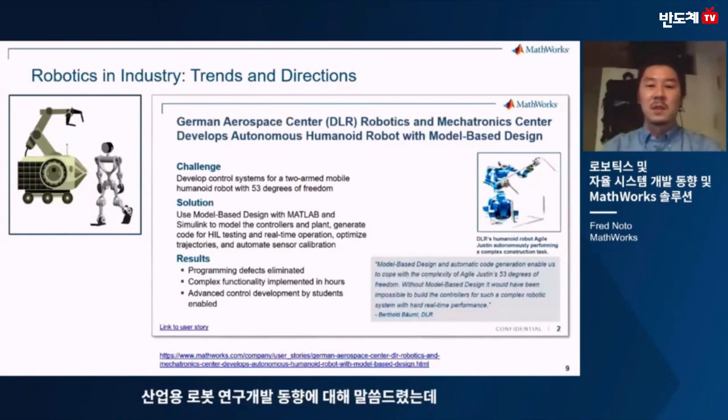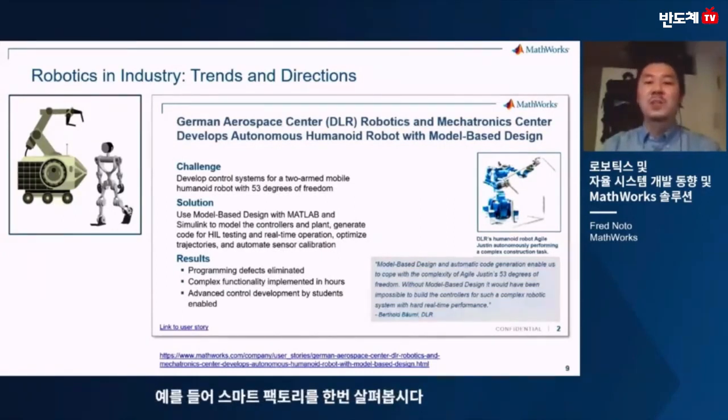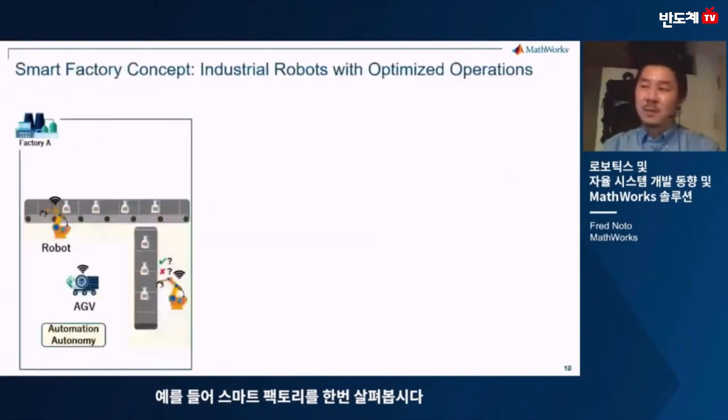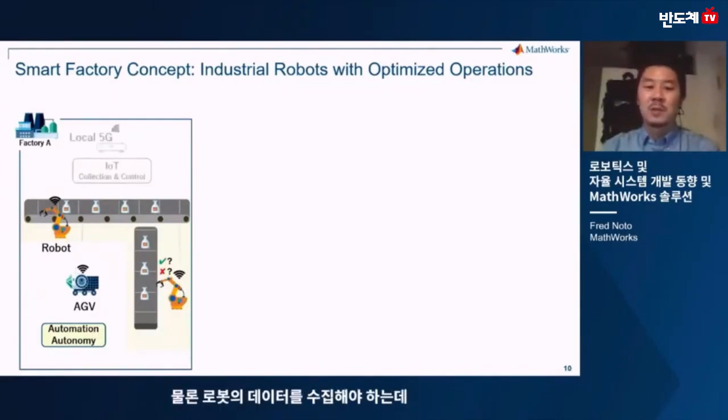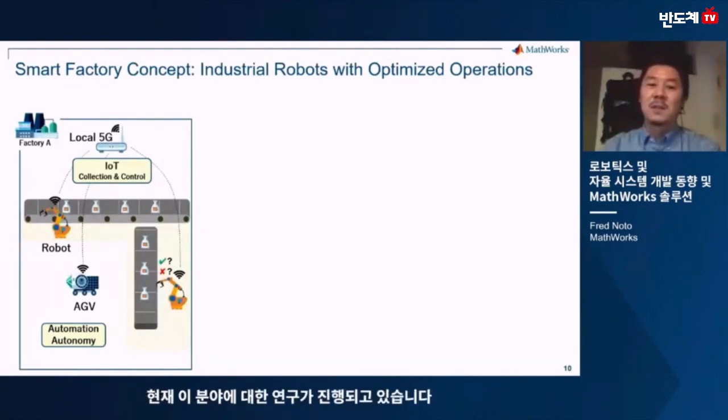Now, we discussed the trends in research and development for industrial robots, but in the bigger picture, robots are a portion of the operational process. For example, let's take a look at a smart factory. In a smart factory, the robots are on the factory floor executing tasks potentially in collaboration with human workers. And of course, the data from the robots must be collected, and there is a move towards using local 5G for connectivity and data collection, and this is being researched currently.